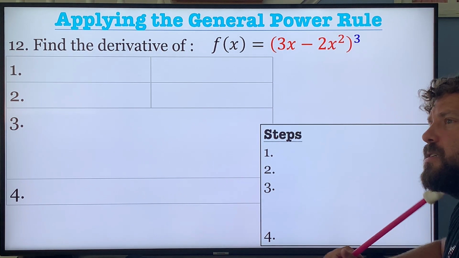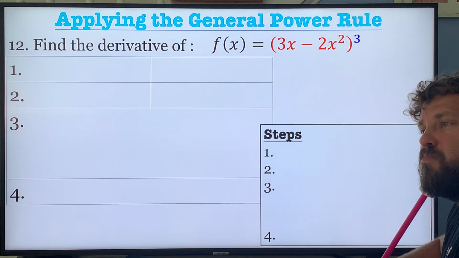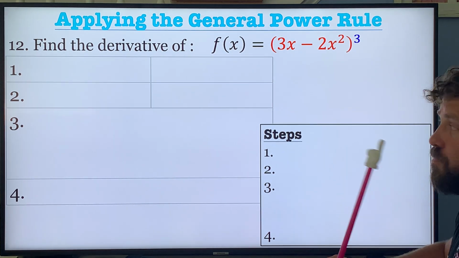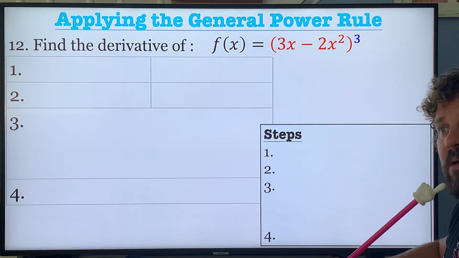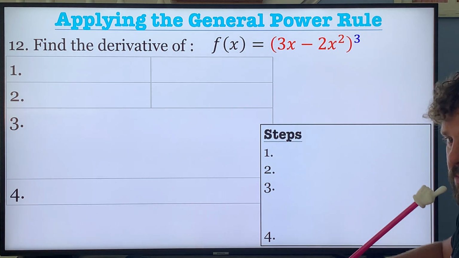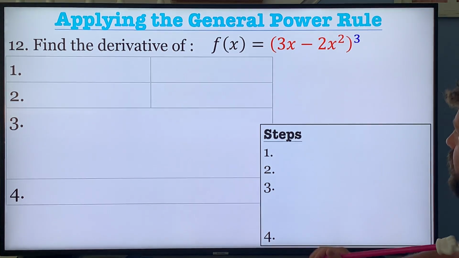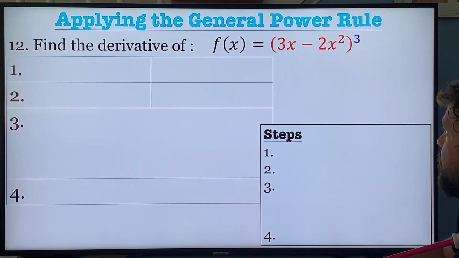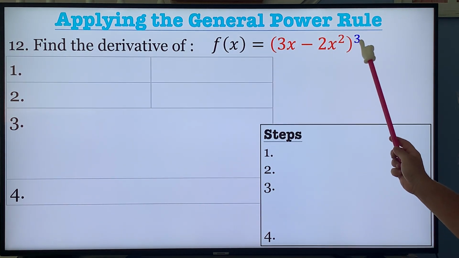So that's why I don't prefer it, but I'm going to show you how to do it anyway. Usually, in a class of 20, 25 students, there's 1 or 2 who like to do it this way. No problem with you doing it this way. But most of the answers I'm going to show are going to be the other way. All right, so find the derivative of f of x equals 3x minus 2x squared, all cubed.